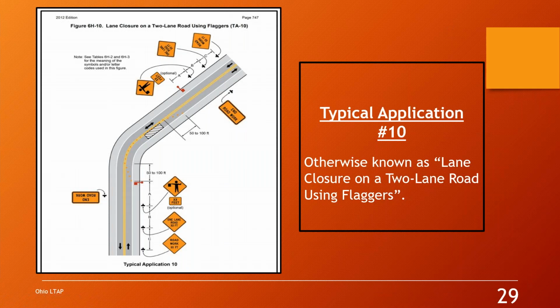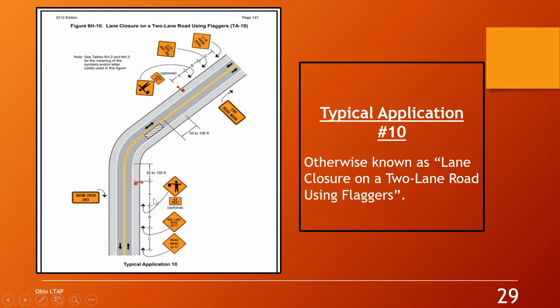So inside this manual are about 46 different typical applications. And typical application number 10 shows us how to set up a flagging operation on a 2-lane road using flaggers. That typical application only has 2 pages to it. The first page you see there on the screen is a drawing of the flagging operation, and it shows us exactly what signs to use and how far apart those signs are located.